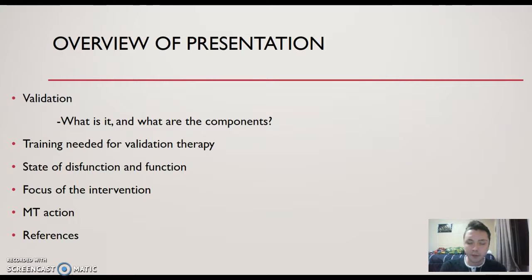So, just a brief little overview of what I will be talking about. Validation, what it is, what it is composed of, any other little details that need to be known about it, training for validation therapy, the states of dysfunction and function, the focus of the music therapy intervention, what the music therapist needs to do and how the intervention will work, and then finally any references that I found within this research.